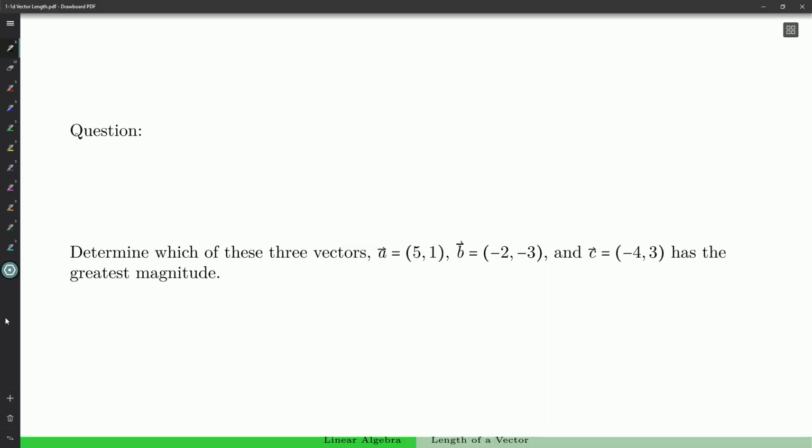Determine which of these three vectors, (5, 1), (-2, -3), and (-4, 3), has the greatest magnitude. So we want to find the vector that has the greatest magnitude, or greatest length, or greatest norm. These terms all mean the same thing. So what we're going to need to do is just work out the length of each of these vectors.